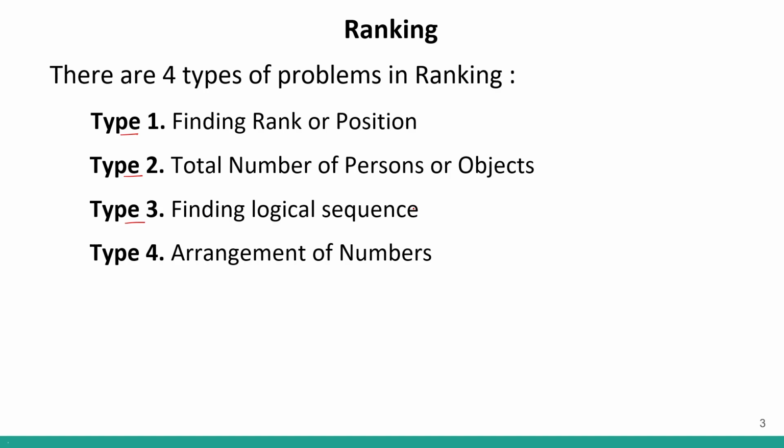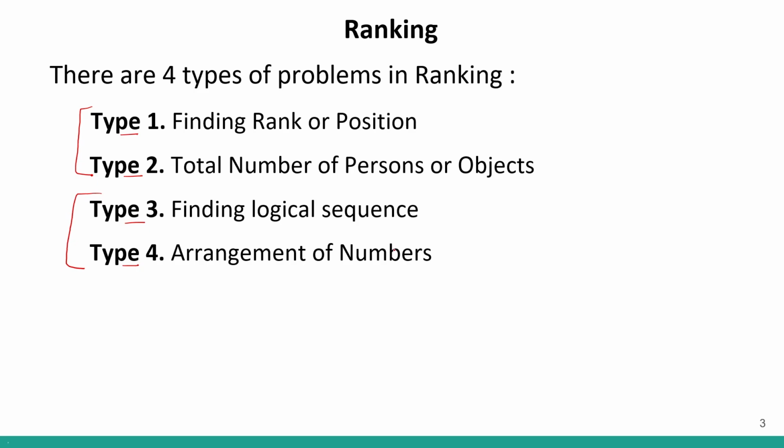That means that certain data will be given to us and we have to arrange it in order of height, maybe scores, maybe rank, their weight, or anything like that. Then we have type 4, that means arrangement of numbers. So it deals with numbers. In the previous lecture, we discussed type 1 and type 2. In today's lecture, we will discuss type 3 and type 4, that means finding logical sequence and arrangement of numbers. So we will solve certain exercise questions to get a better conceptual clarity on these 2 types.